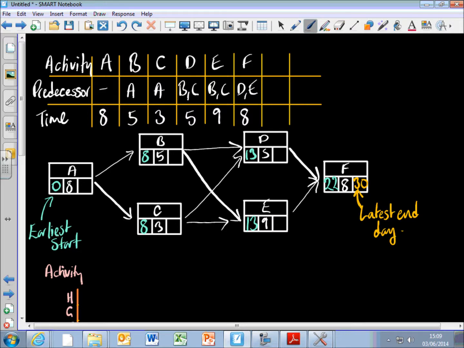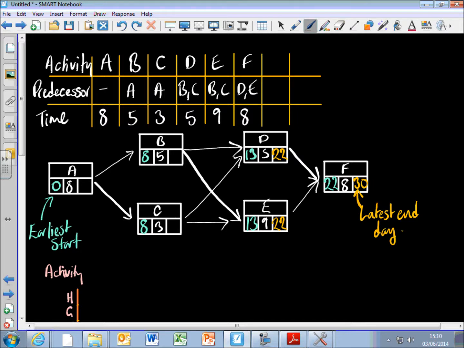So I'm going to go back from right to left now, and I'm going to put in the latest dates that the activities could be finished by. So looking at the last two boxes, I do 30 take away 8, that gives me 22. So D needs to be finished by day 22, and E needs to be finished by day 22, so that F can be started.